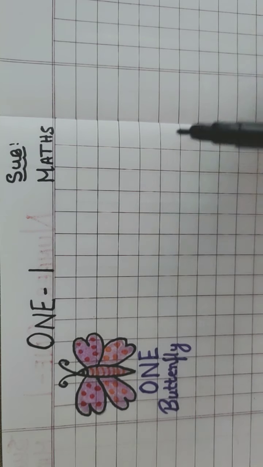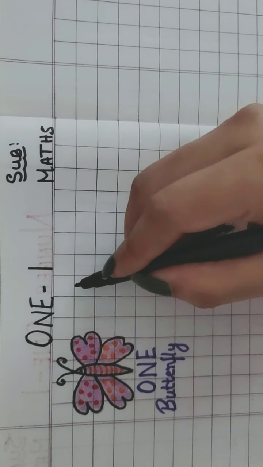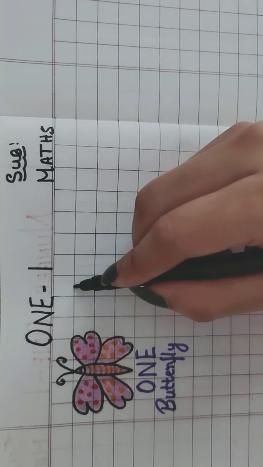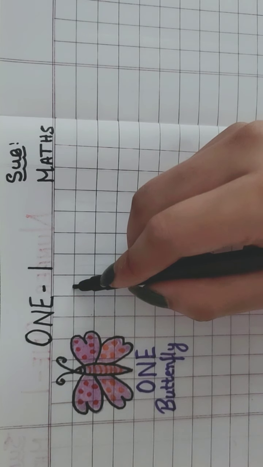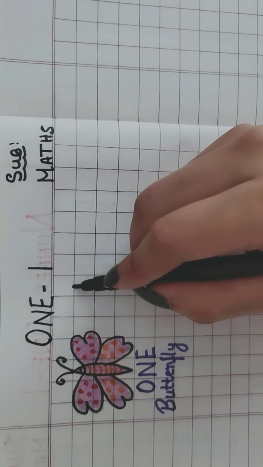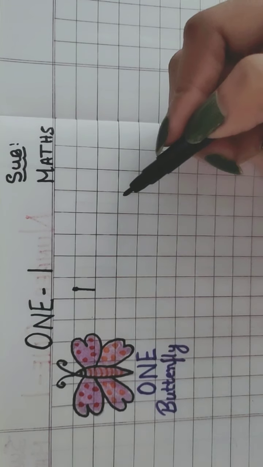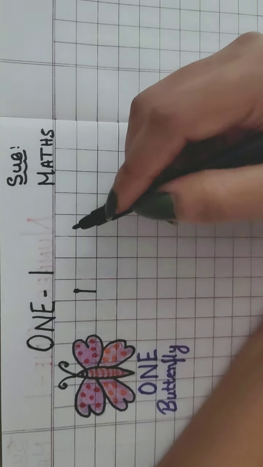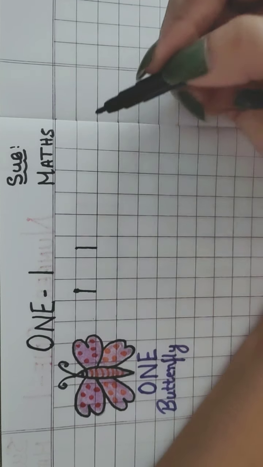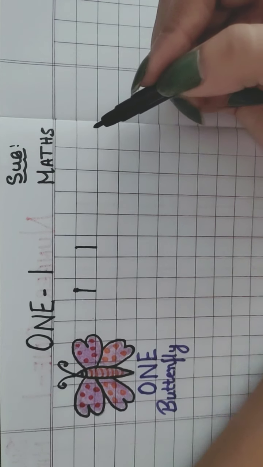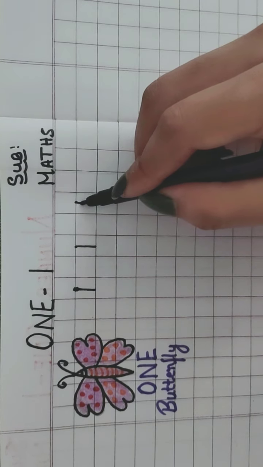Very good. Now put your pencil on top of a line. And then we will draw a standing line. 1. Okay? Again, standing line. 1. Very good.